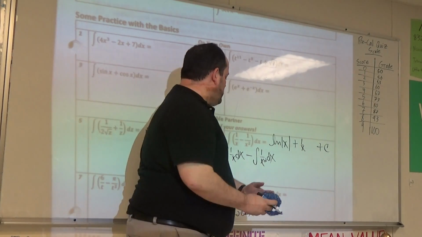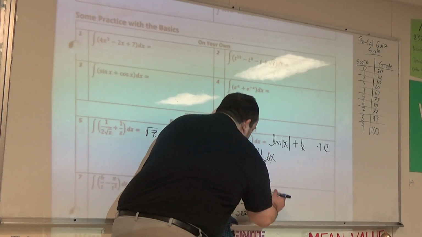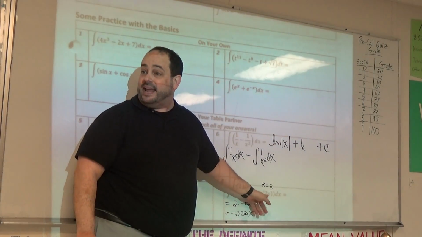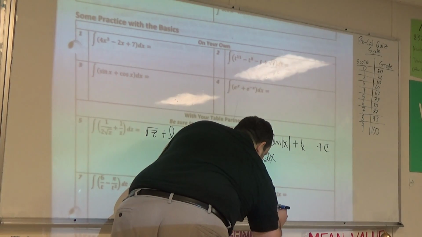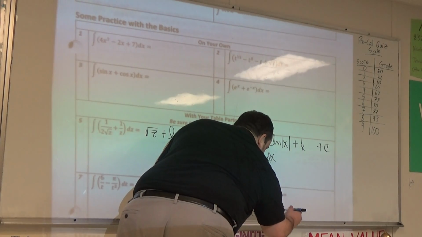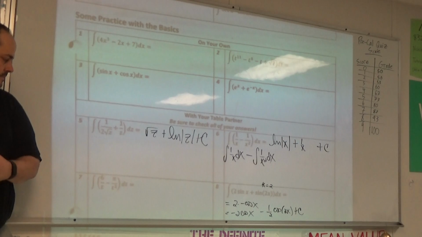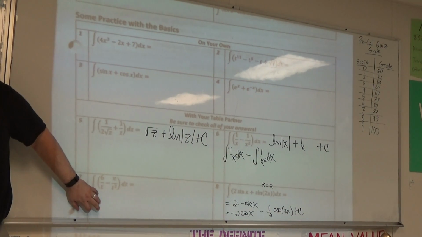Now I need the antiderivative of sine 2x. Negative 1/2. Think about this like that kx example where k is equal to 2. Antiderivative of sine 2x is negative 1/2 cosine 2x plus C. This one I'll just tell you what the answer is. We're not going to spend much time talking about it because we only have 8 minutes left.